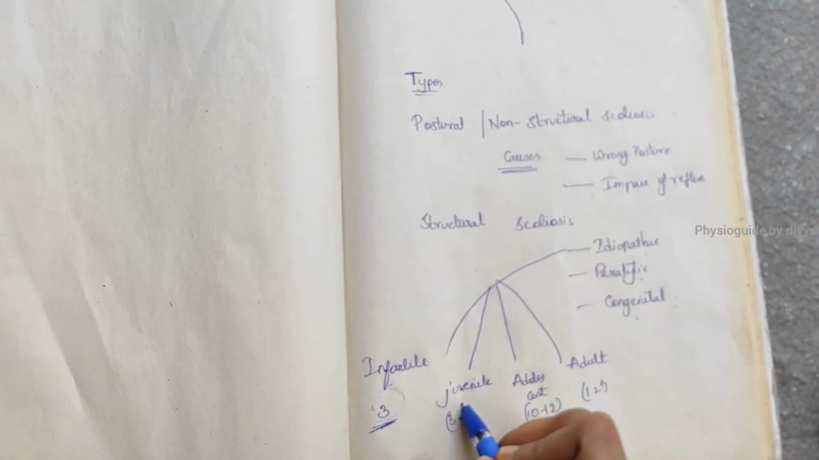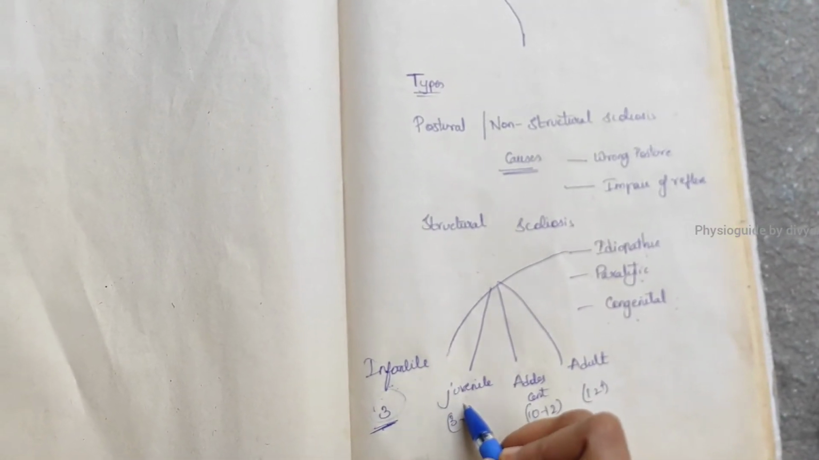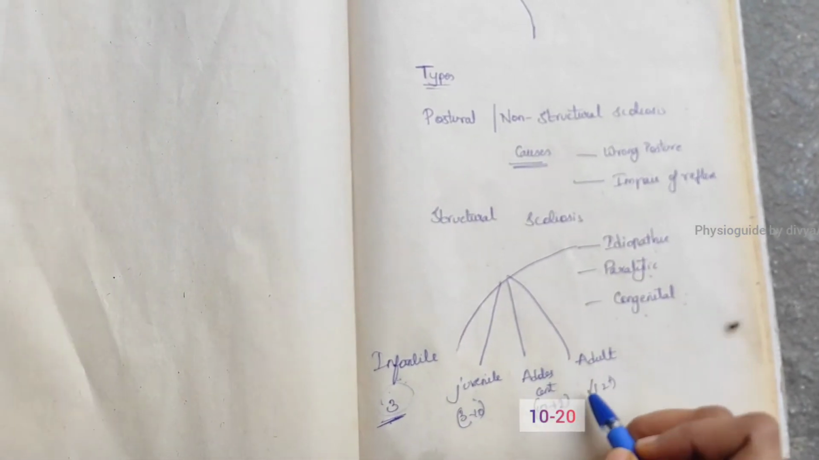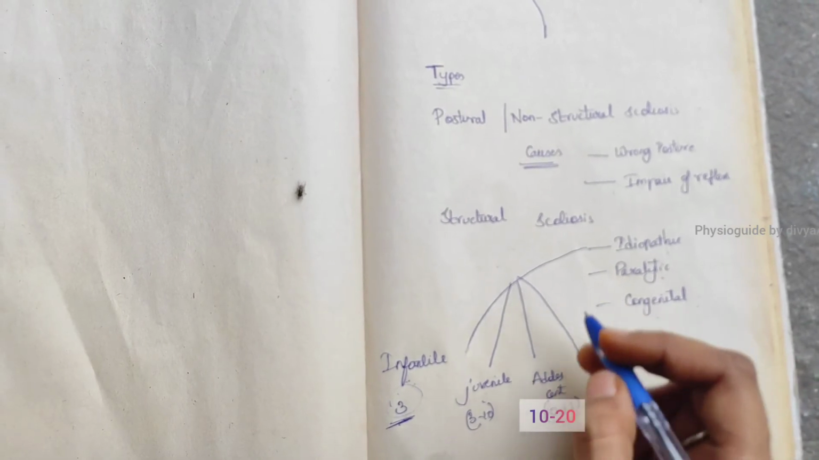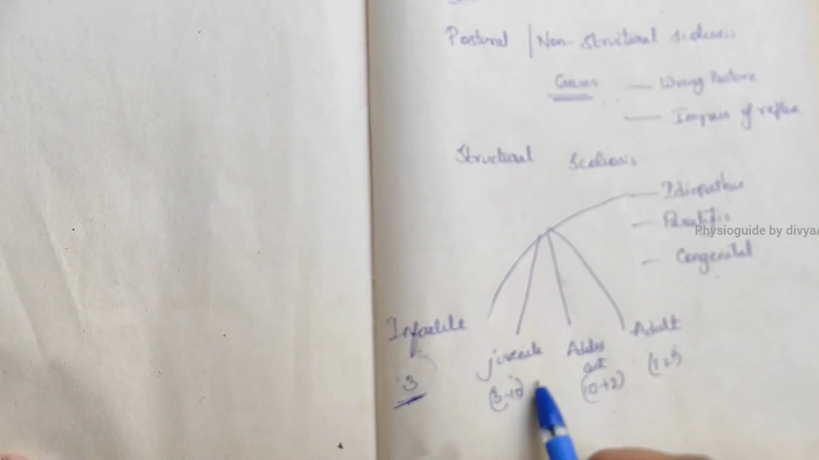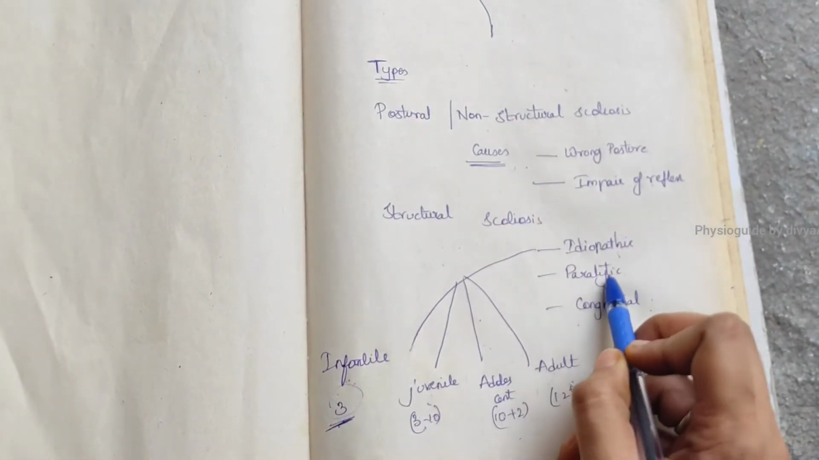Next, juvenile occurs at the age of 3 to 10 years. Adolescent occurs at the age of 10 to 20 years. Adult occurs at the age of 20 plus years. In all of these, if it is not corrected, surgery must be prescribed.